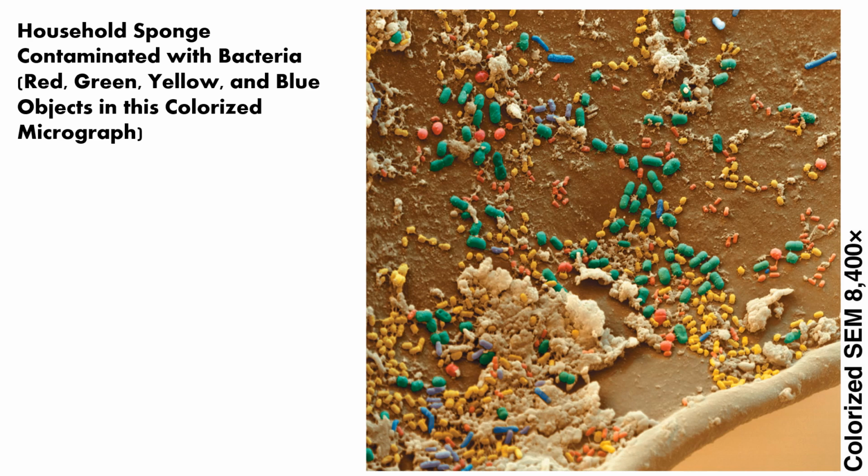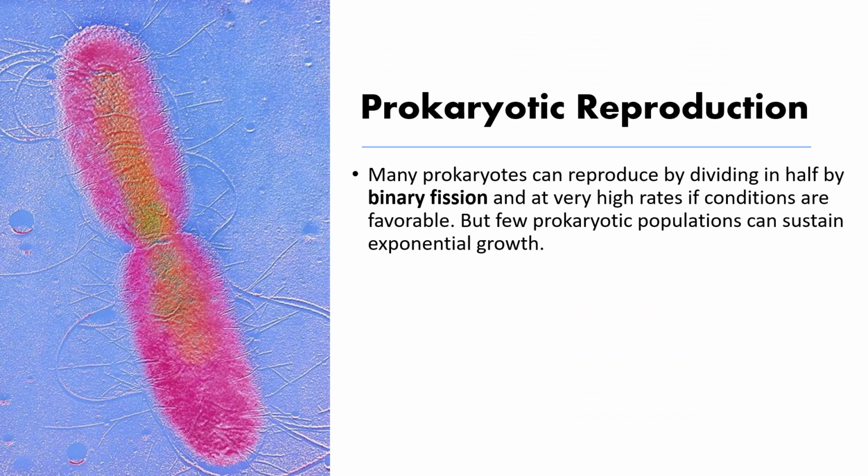Now, the way that bacteria and other prokaryotes are going to reproduce is through a process called binary fission. This is basically just mitosis, but when we're talking about bacteria, we do call it binary fission. This can allow for very high rates of reproduction, and so some bacteria can basically reproduce exponentially.